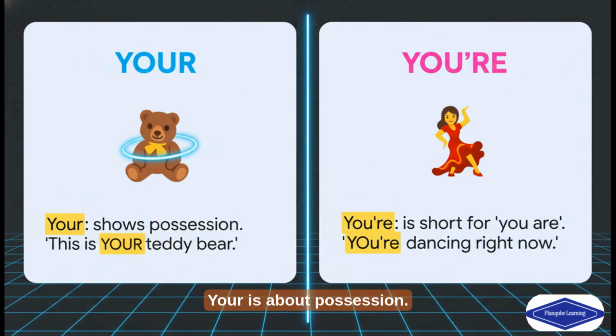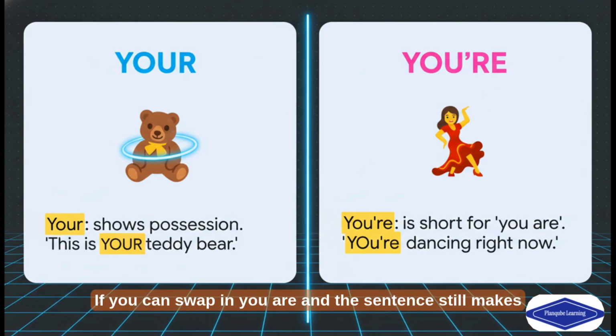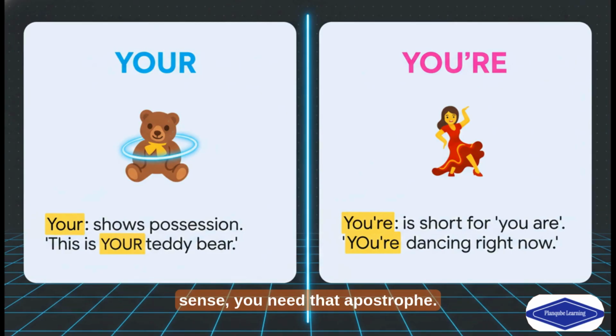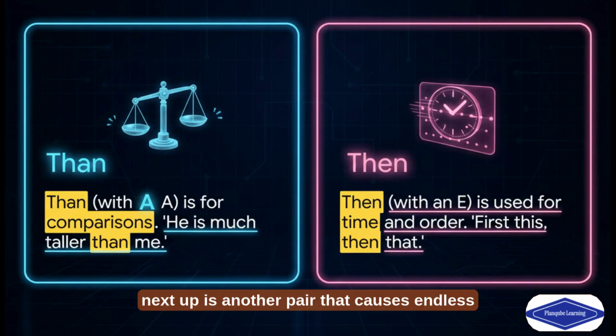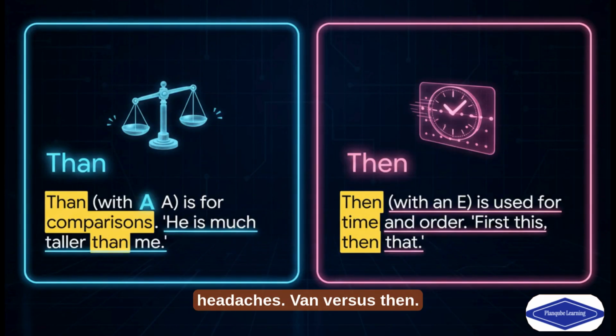Your is about possession. It belongs to you, like your teddy bear. But you're is just the short way of saying you are, as in you're dancing. Here's the easiest trick ever. If you can swap in you are and the sentence still makes sense, you need that apostrophe. Simple as that.